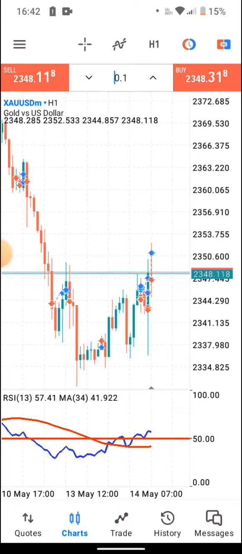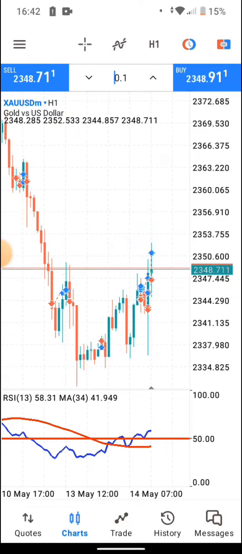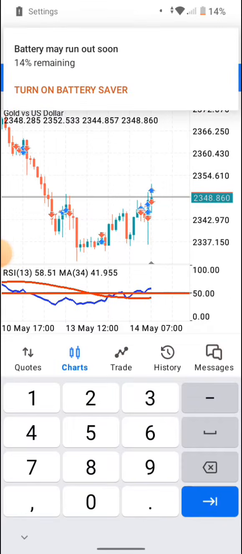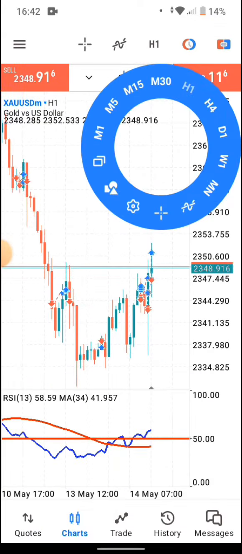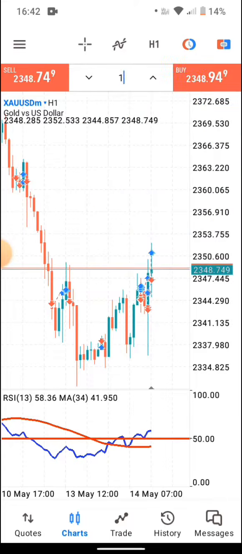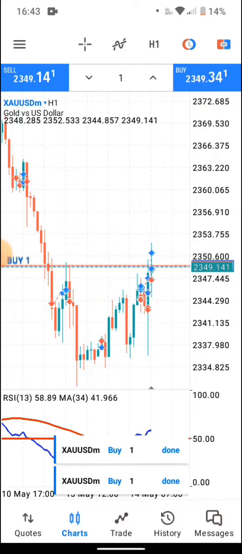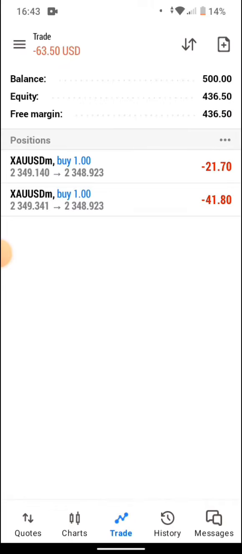So let's see about this. We want to go for a buy. We want to enter for a buy setup. That's what this is showing. All right, so we want to enter for our buy. Let's enter for buy. Let's see, we have entered for a buy.